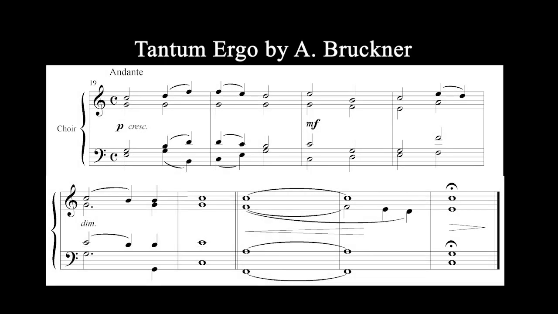Another good example is by Bruckner, his Tantum Ergo, where you can see the cadential 6/4 in the first bar of the second system. Again, we find that the dominant holds, while notes a 6th and 4th above resolve downward to the 5th and 3rd.